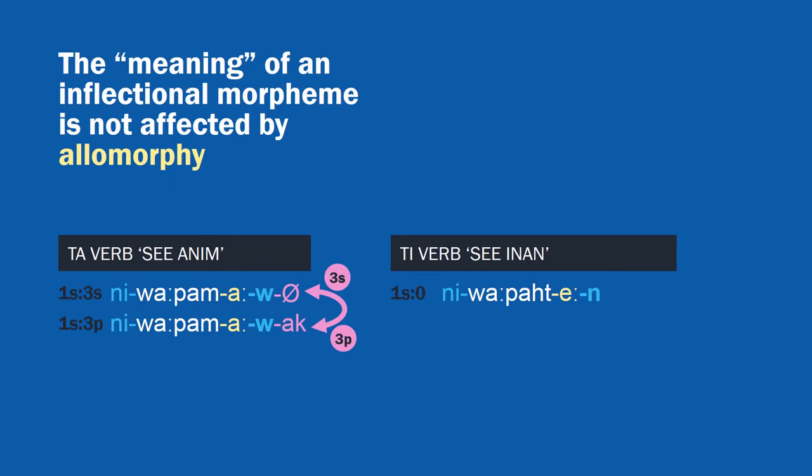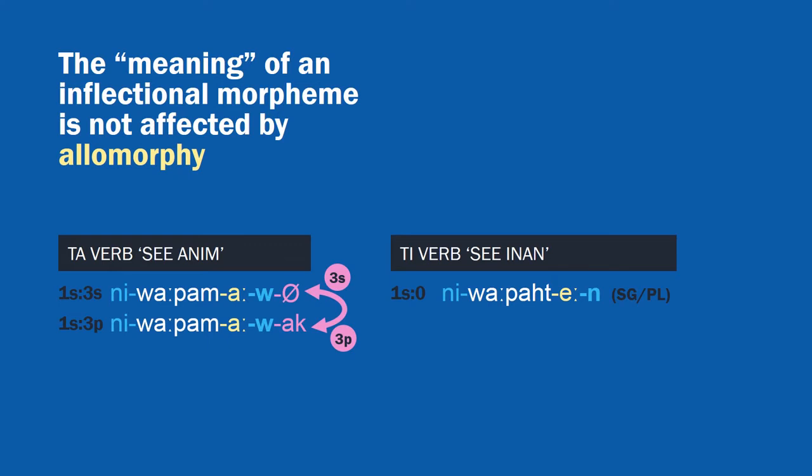So both of these TA forms actually have a peripheral suffix, animate singular 0 or animate plural uk. For the TI verb, on the other hand, the object in Cree can be understood as either singular or plural. So there's no contrast here, which means there's just no peripheral suffix at all. The verb form doesn't convey any information about the number of its object.